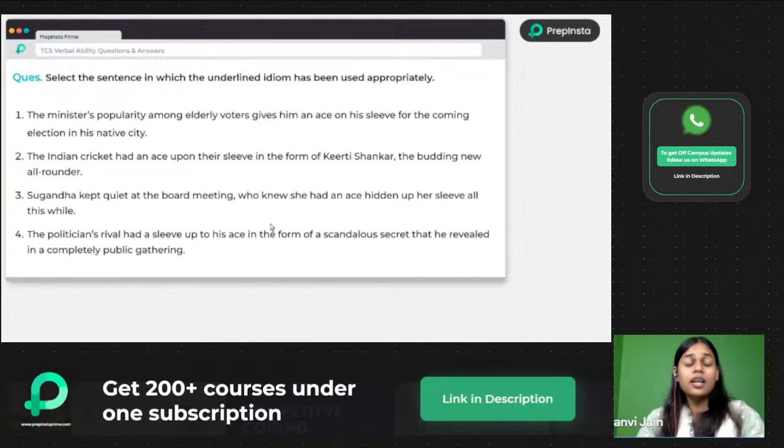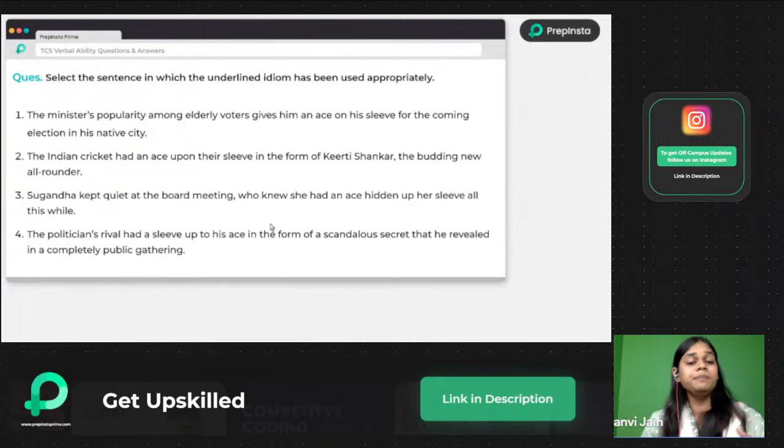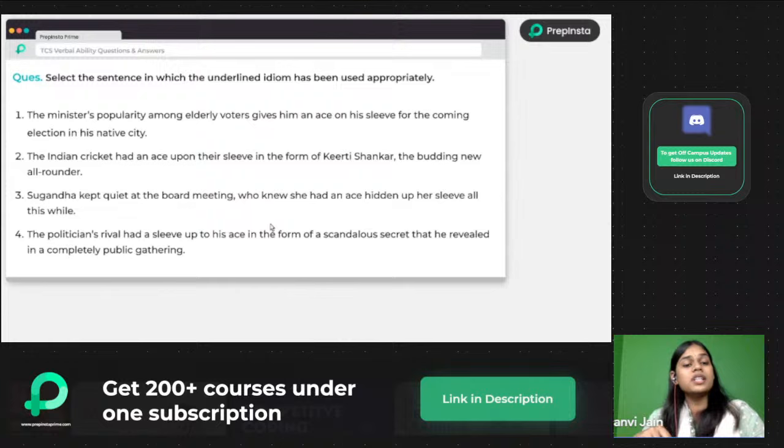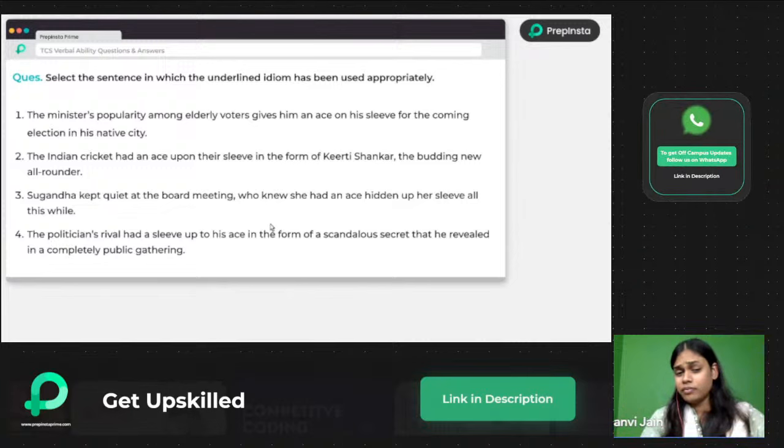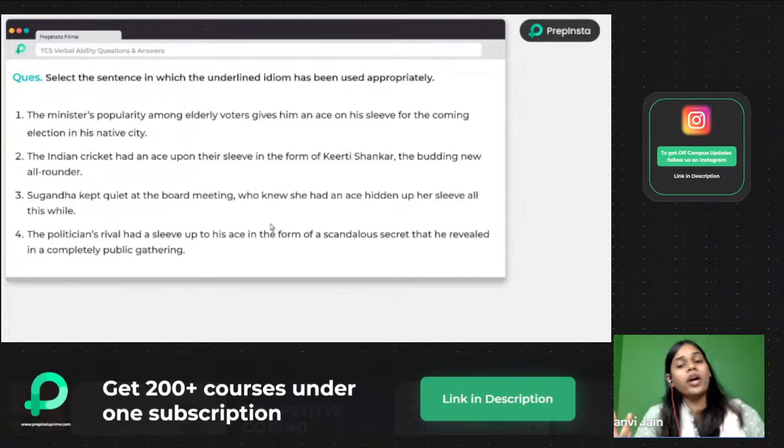That can be a good use over here. So Sugandha kept quiet at the board meeting. Who knew she had an ace hidden up her sleeve all this while? Now here, even if Sugandha was quiet all the while, there was no secret that she was hiding. It could be a valid point, but there was no secret, right?